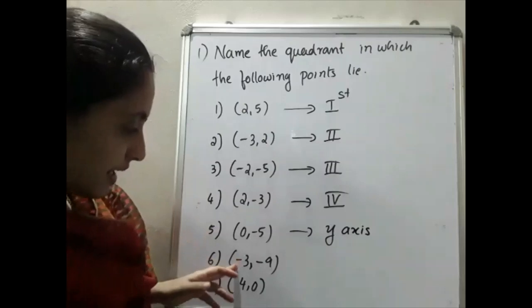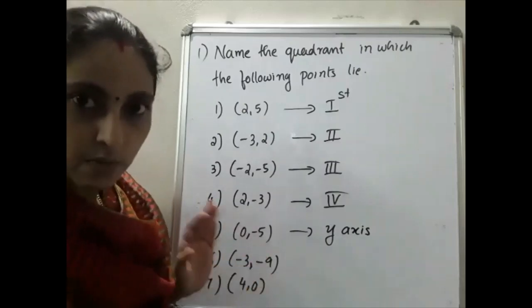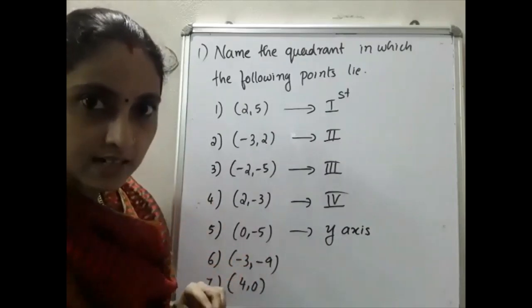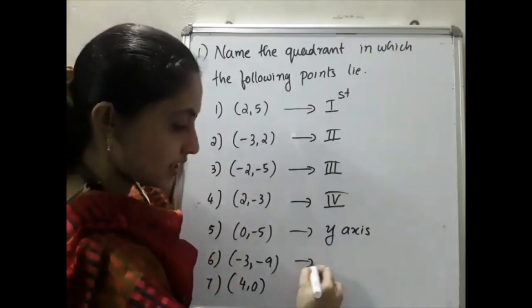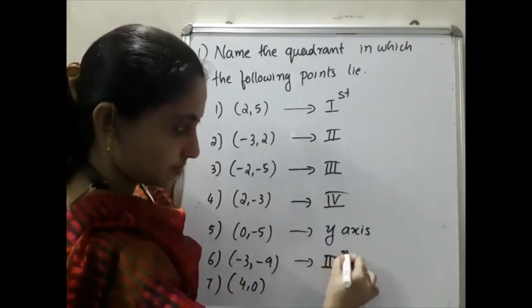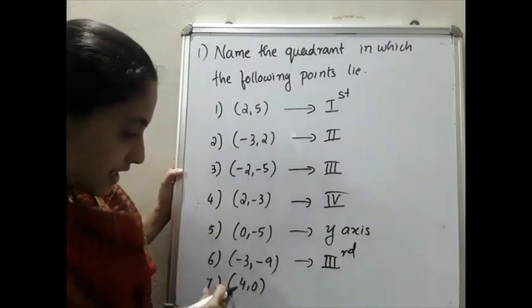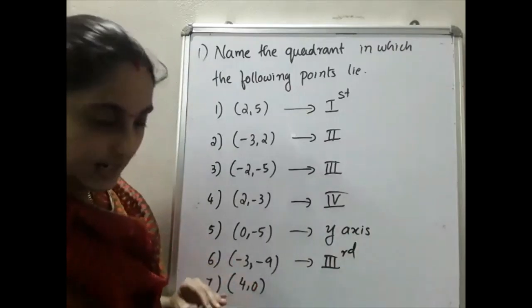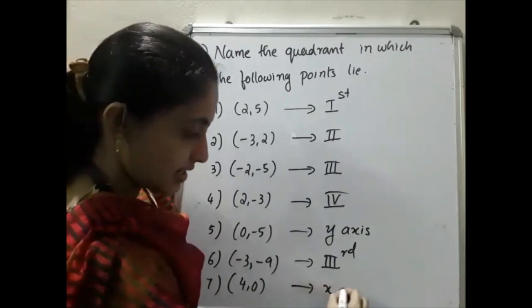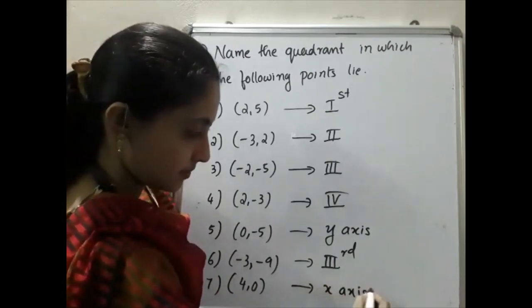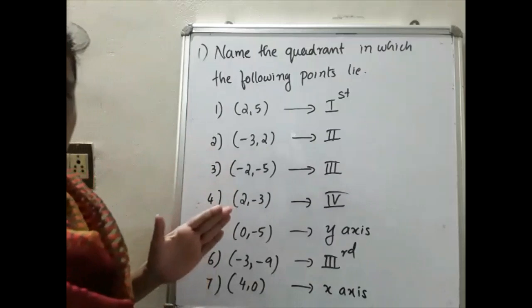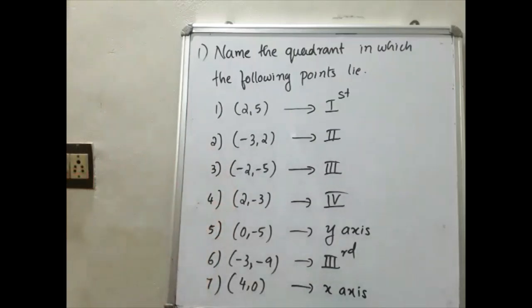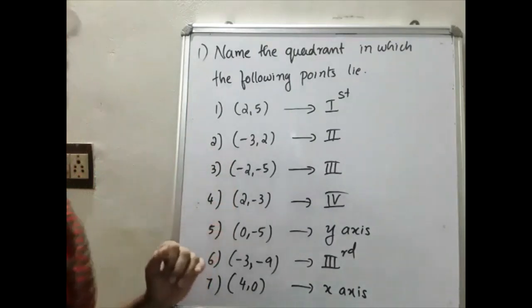Then (-3, -10). Both are negative, which quadrant? Third quadrant. Okay, the next one (4, 0). y is 0, y 0 means x-axis. That is on the x-axis. Hope you clear this question. So please write down. Do it in your notebook.